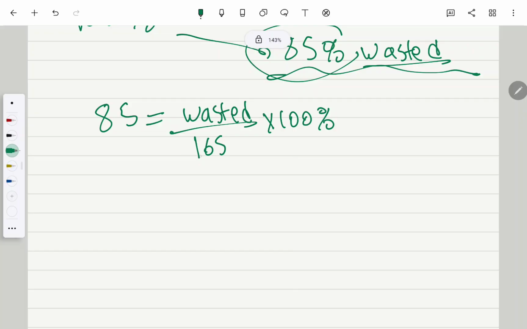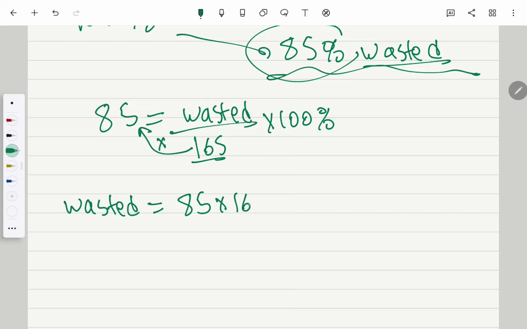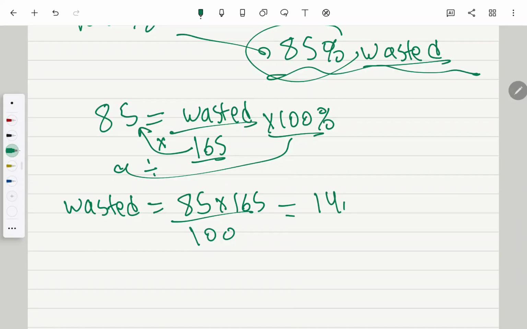To calculate it, we need to reshape it again. Becomes wasted, just to make it look more organized, equals 85. This was a division on this side. I'm going to take it on the other side as a multiply. This was a multiply. I'm going to take it to the other side as a divide. Okay. If you put these numbers in the calculator, 85 times 165, and divide them by 100, you will end up with the exact number that we got up there, which is 140.25 joules.